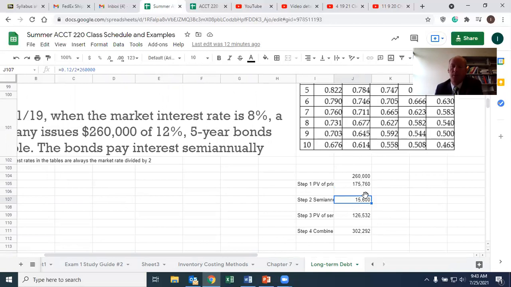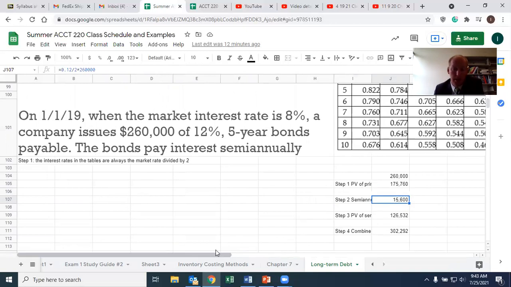Now the second step, we need to take into account the payment. There's a semi-annual payment, so every 6 months we're going to make a payment. What is the present value of that payment? First, let's figure out what the payment is. We look at the stated rate, what the bonds were actually issued at, that's 12%. Divide it by 2 because it's semi-annual, and then multiply it by the principal. So every 6 months, we would pay out in cash $15,600. That's just what we've agreed to do based on this 12%.